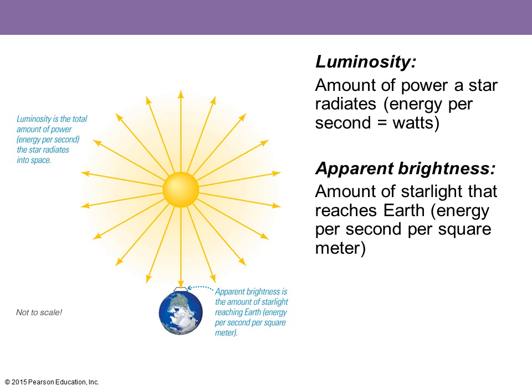So luminosity is the amount of power a star radiates, and we measure that in watts. The apparent brightness is the amount of starlight that actually reaches us, that we see in our eyes or through a telescope. So luminosity is the actual amount of light being given off. The apparent brightness is what we see on Earth as an observer.